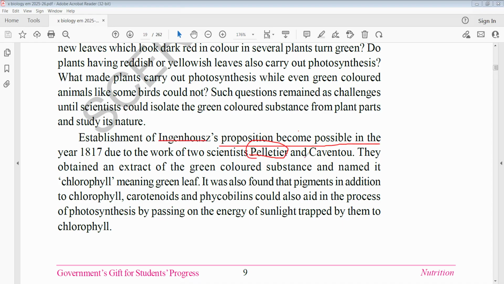Chlorophyll was obtained by Pelletier and Caventou, who extracted the green colored substance and named it chlorophyll, meaning green leaf. So the chlorophyll pigment was first extracted by two scientists, namely Pelletier and Caventou. This also comes in examinations as a choose the correct answer question.